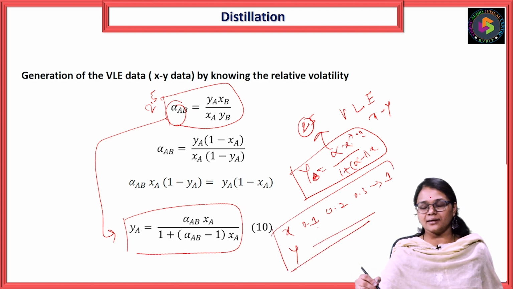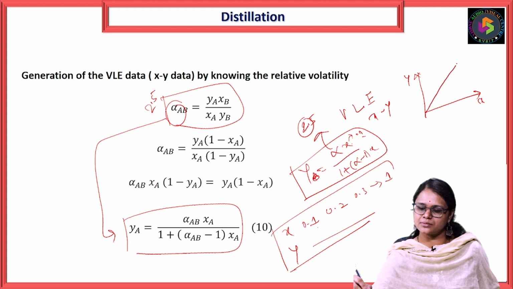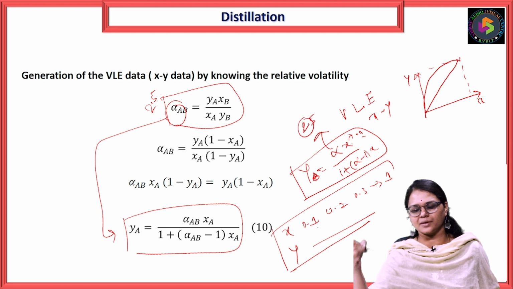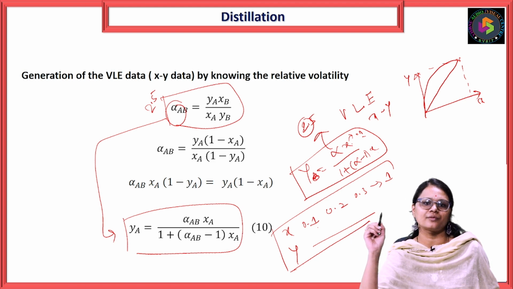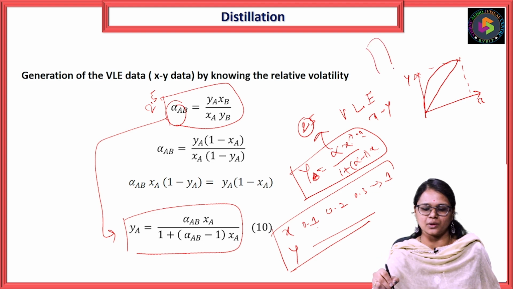In distillation, this data generation is very important, as we already understood: that is X versus Y data. This is called the equilibrium data which you are generating, and this is that curve. Generating this curve is very, very important. So this VLE data plays an important role in understanding the number of stages, or equilibrium stages, which you have to create inside a distillation column. Right?